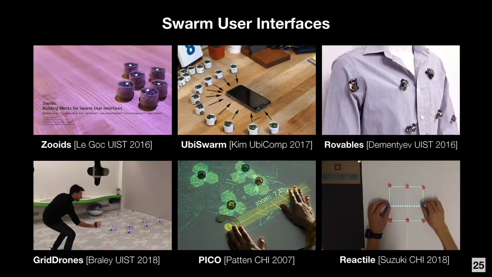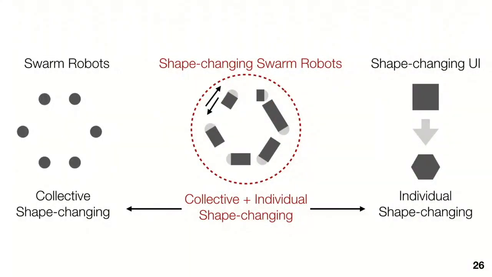So ShapeBots is inspired by the recent research topic of swarm user interfaces. Swarm user interfaces try to leverage swarm robots as computer interfaces. But most swarm user interfaces and swarm robots in general have limited capability in constructing a shape or their functionality because they cannot individually transform their shape.